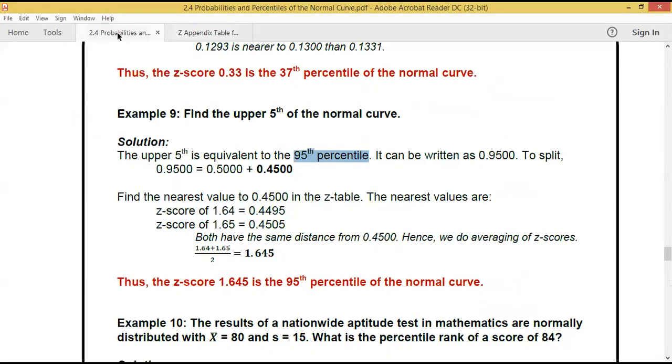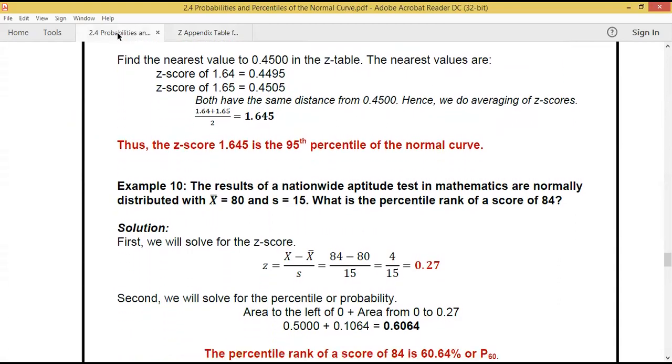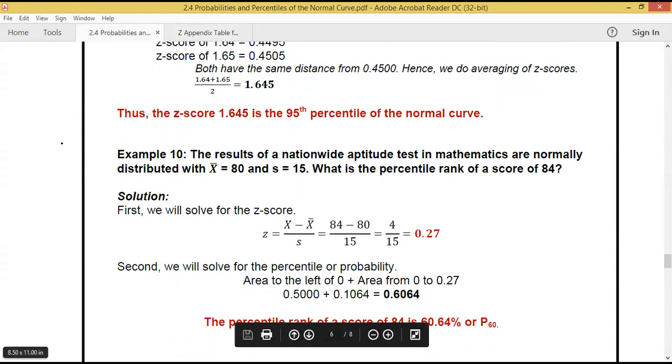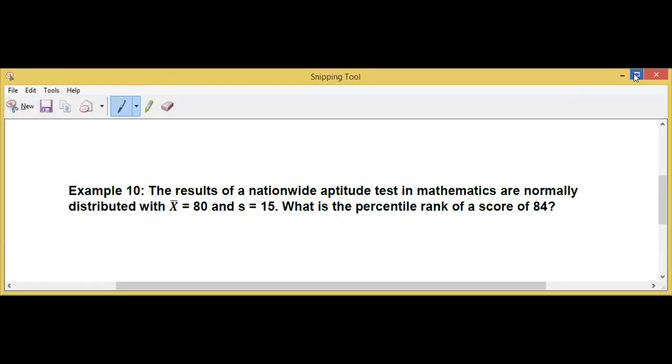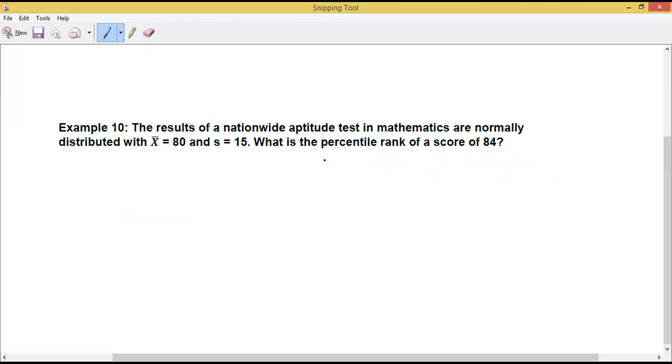Let's have the last problem, problem number 10. In problem number 10, it says, the results of a nationwide aptitude test in mathematics are normally distributed with a mean of 80 and a standard deviation of 15. The question is, what is the percentile rank of a score of 84?